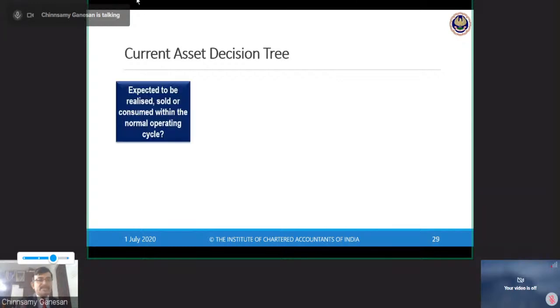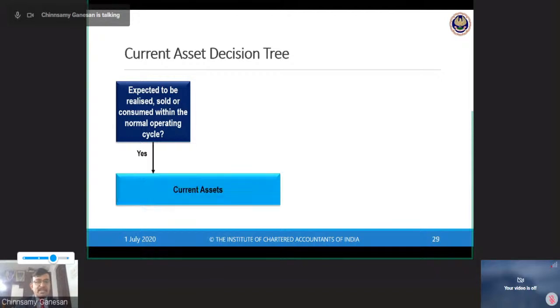Okay. Now, what is the first condition? The first condition says whether it is expected to be realized, sold or consumed within the normal operating cycle. If I say yes, it is expected to be realized, sold or consumed within the normal operating cycle, it becomes a current asset. Let us take one example.